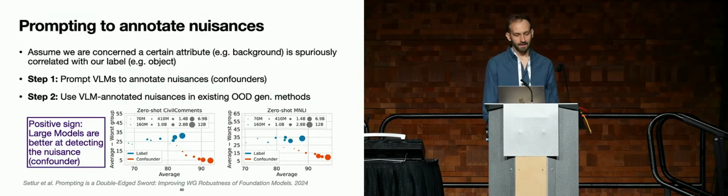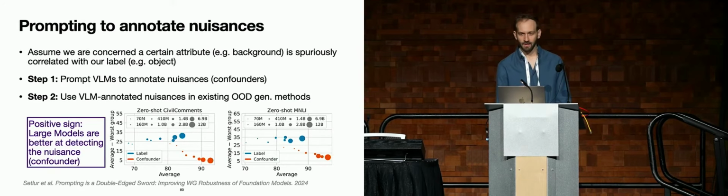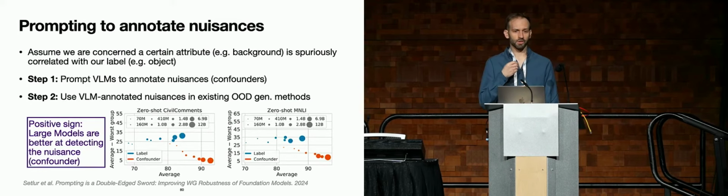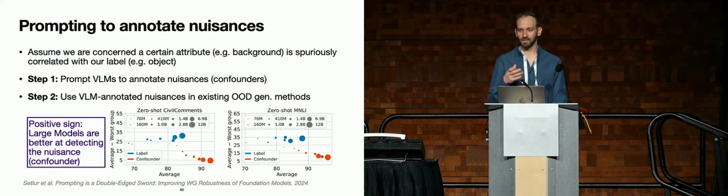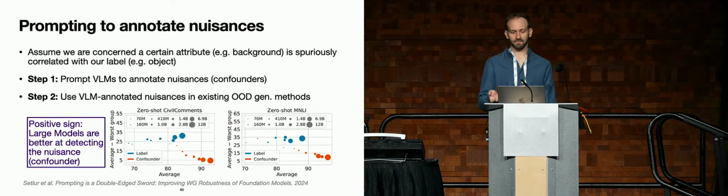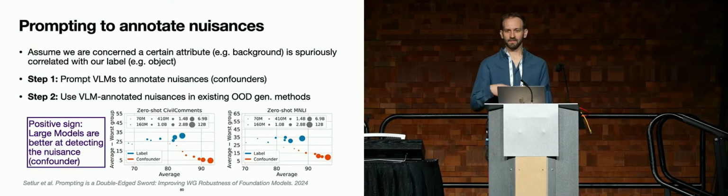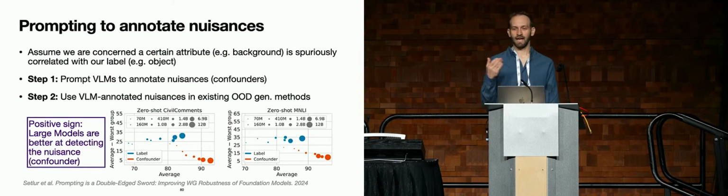And the positive sign for why this method would work is that they show that when you take a larger and larger model, it turns out that it's very good at predicting the background of the image, at identifying the background, while it is less good at predicting the object of interest. So in some sense, it's a double-edged sword, because large models were sensitive to spurious correlations. But in that sense, they also predict them very well, so they also allow us to annotate the nuisances, or the spurious correlations that we are worried about, with greater efficiency.